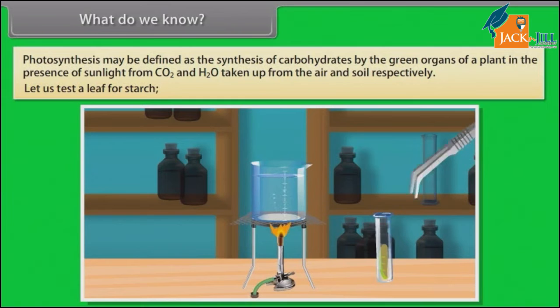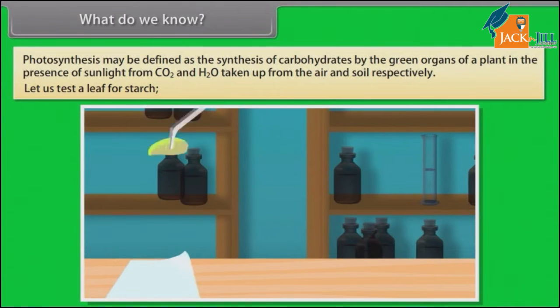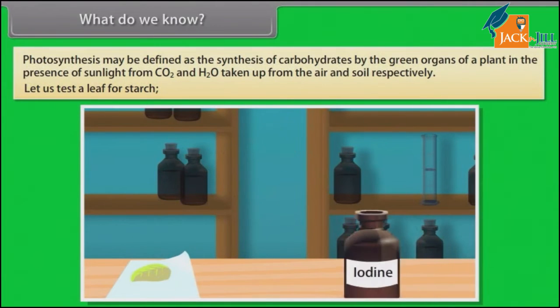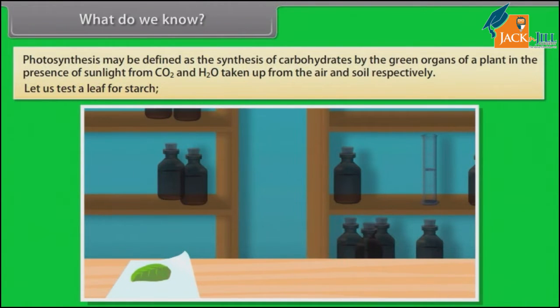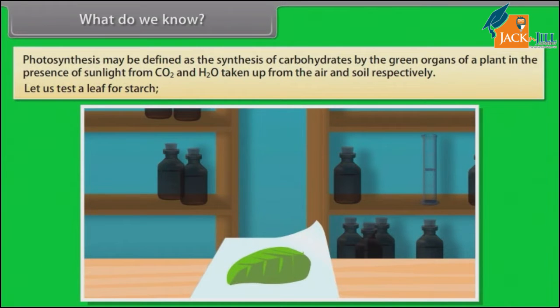Now place the boiling test tube in the hot water until the leaf decolorizes. Now remove the leaf and wash it with cold tap water. Now spread the leaf on a white surface. Add a few drops of iodine solution on the leaf and the leaf turns dark blue in color, which indicates the presence of starch and also proves that photosynthesis occurs.